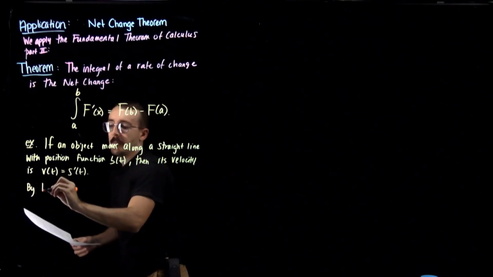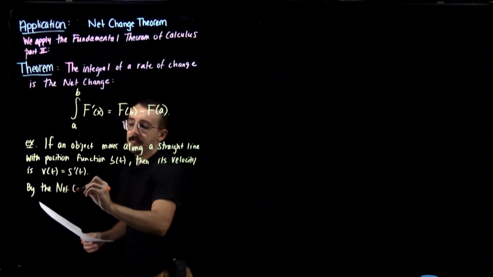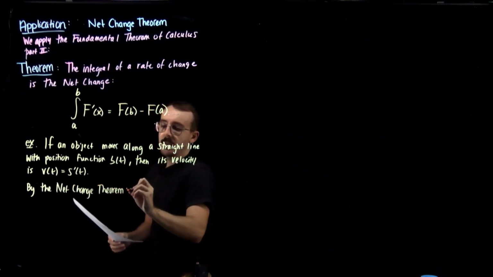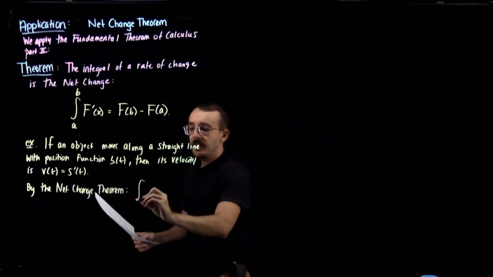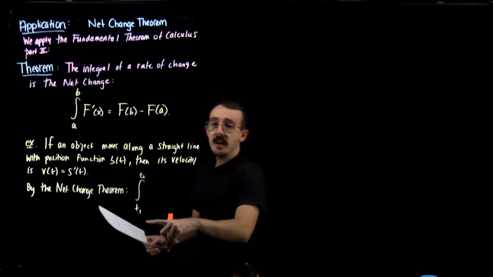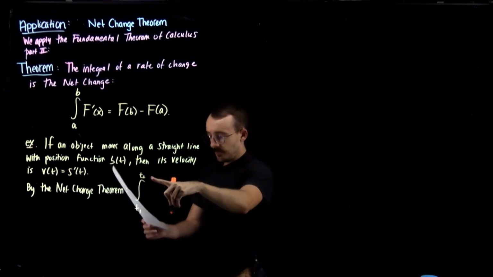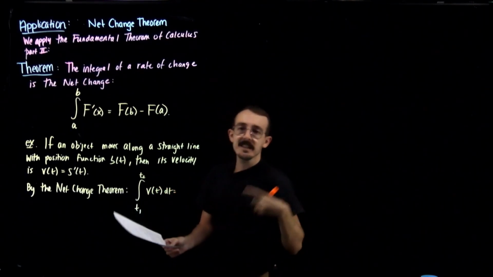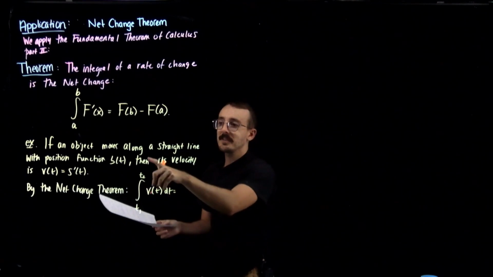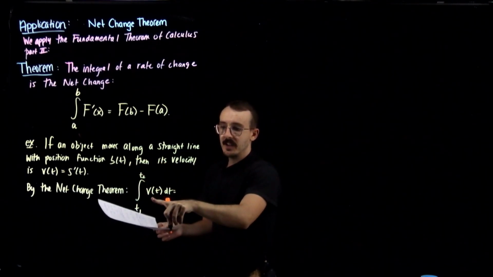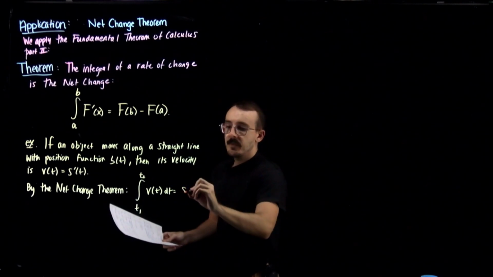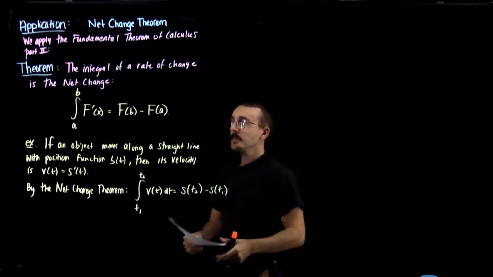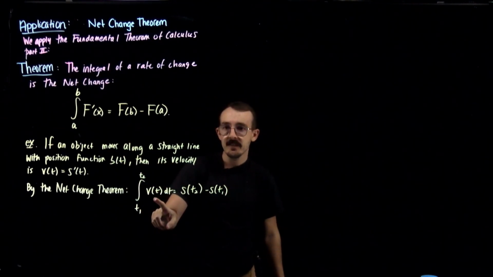However, now, by the net change theorem, we have the following. So the integral from the beginning of the interval time 1 to the end of the interval time 2 of the rate of change. So this time, velocity is the rate of change. That's how we measure the change in position. So this is the rate of change. It's equal to the position at the end of the interval minus the position at the start of the interval. So here our f prime is v of t.